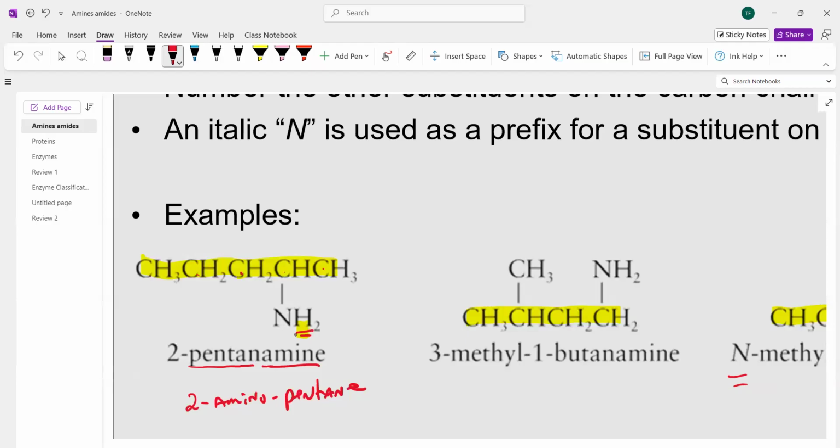Okay, let's look at this guy here. We've got 1, 2, 3, 4. So it's a 4-carbon alkane backbone with a branch at carbon number 1 and 3. So 1-amino 3-methyl butane.